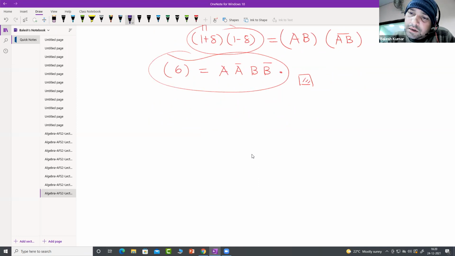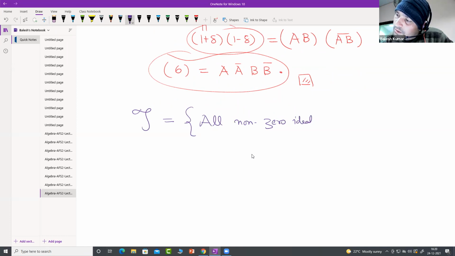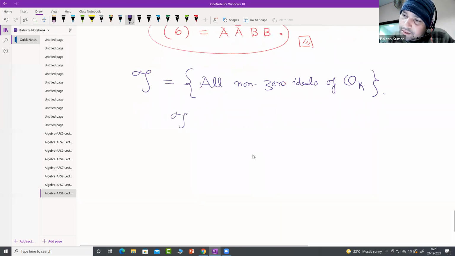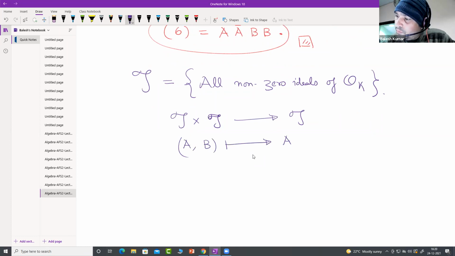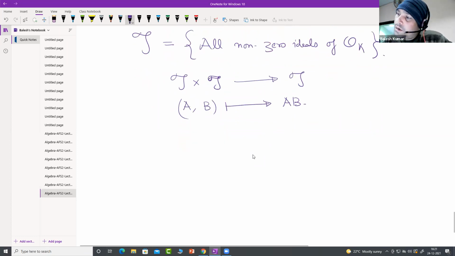Let me just write a notation: if we take this script I to be the set of all non-zero ideals of OK, one can define an operation on this set. Take two ideals A and B and send them to the product of these ideals AB. Then one can check that this is a binary operation.